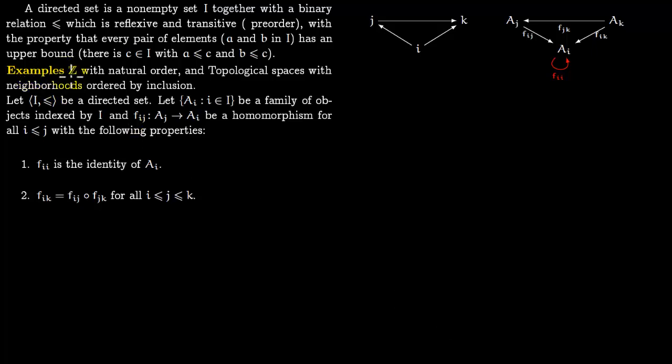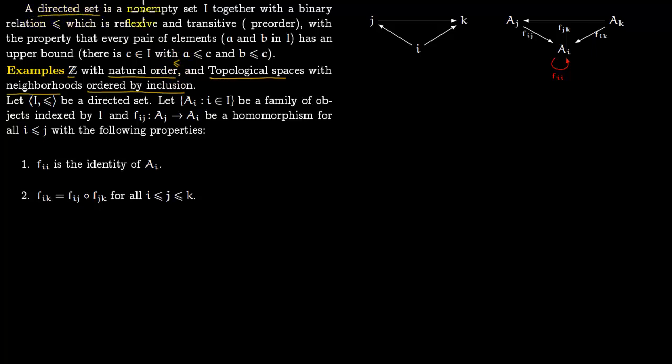So recall that integers and natural numbers come equipped with the natural order. You order these numbers with this less than or equal to sign. And you can also think of topological spaces. They also come equipped with an order. One space is contained within another space, as you can think of neighborhoods ordered by inclusion. So we can generalize this natural order and call it a directed set.